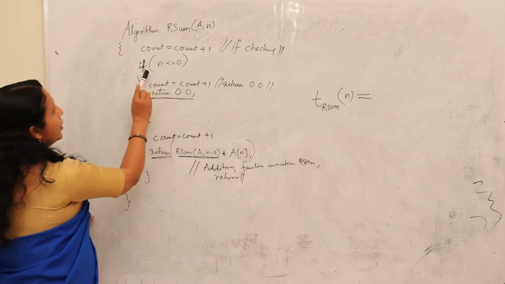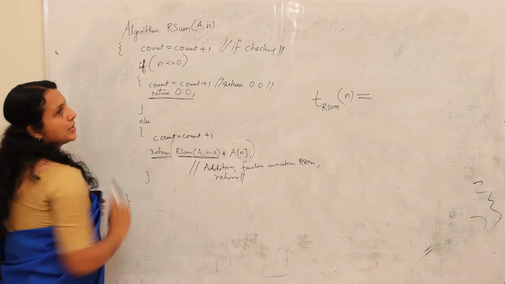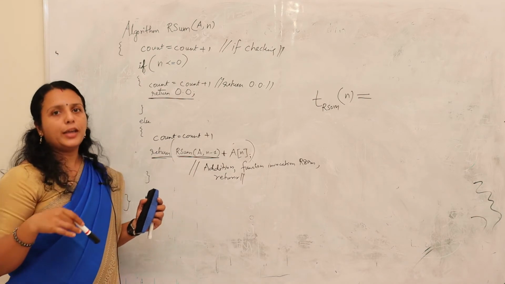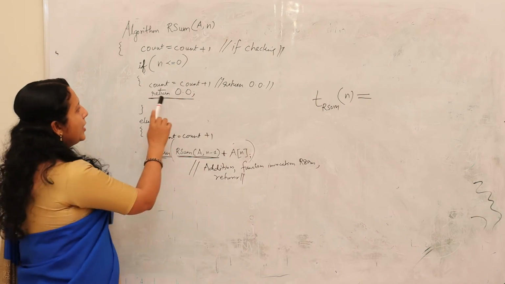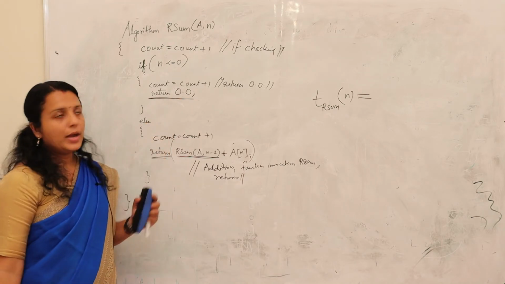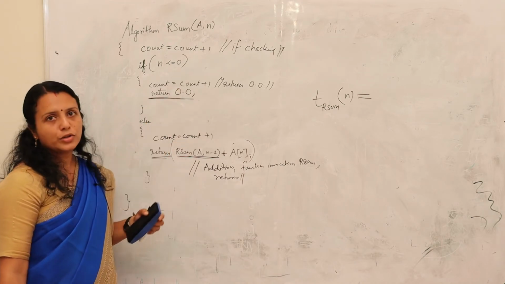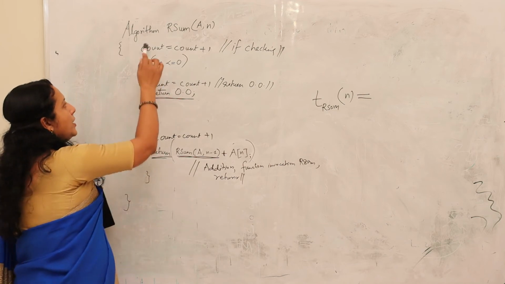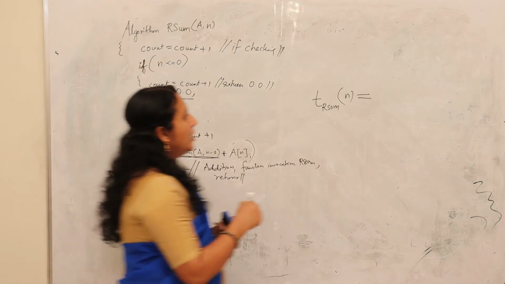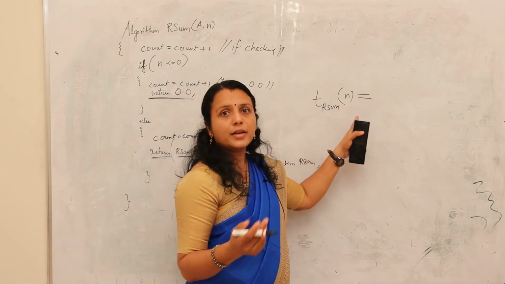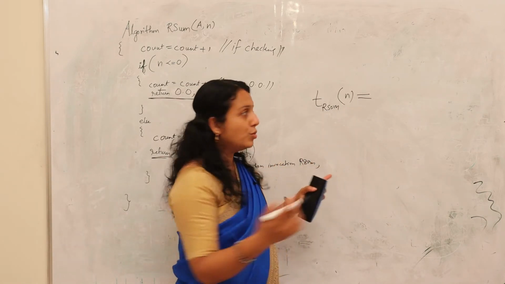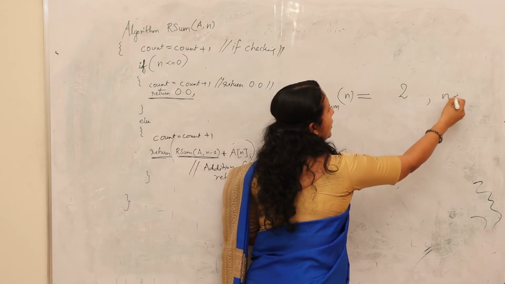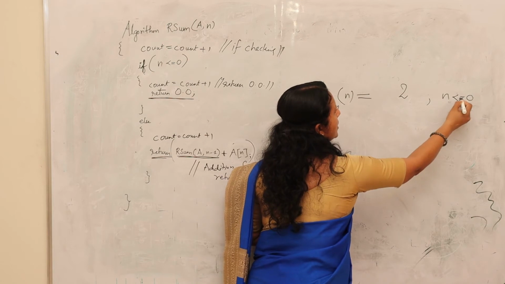You see, for condition checking, one count is there. When the condition is true, it is entering into the if block. So what happens? You are going to return 0, and for that purpose one count is also there. So how many total counts are there? There are 2 counts, 1 and 2. So that means T of RSUM for n number of elements will be 2. When is it going to be 2? When the value of n is less than or equal to 0.